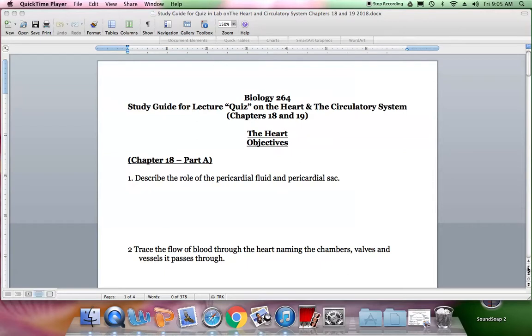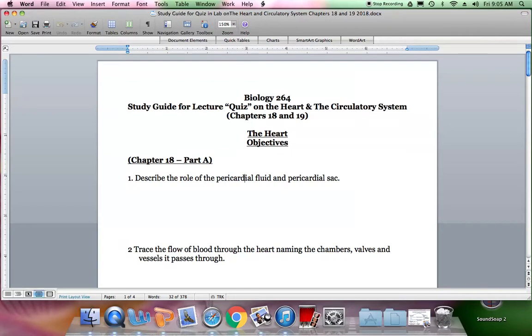So right here we have chapter 18, part A, and remember there's the two parts of the study of the PowerPoint scripts. There's part A and part B. So the very first objective here is going to deal with the role of pericardial fluid and the pericardial sac.